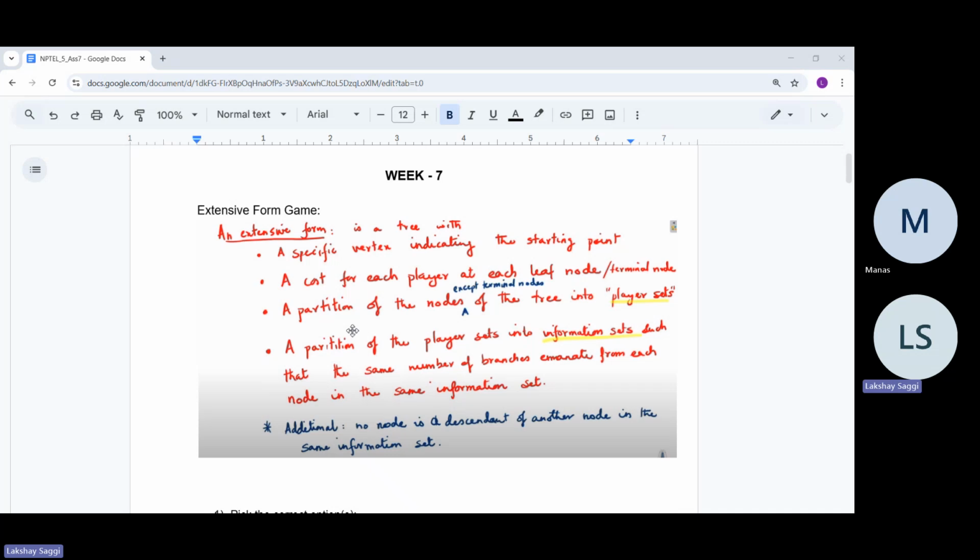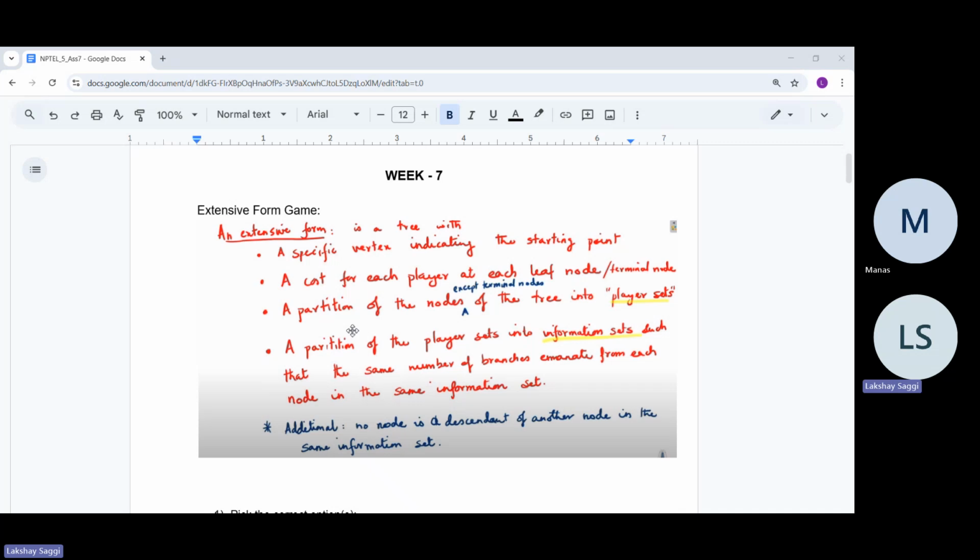But in general, there can be imperfect information. What this means is, some player may know what the other player is playing, but the other player may not know what the first player is playing. So we'll come to discussion around these questions also, but some examples were discussed in the lectures around this also.